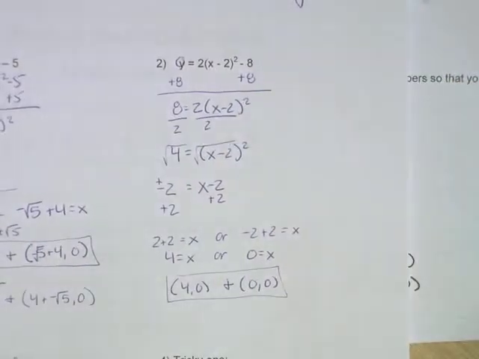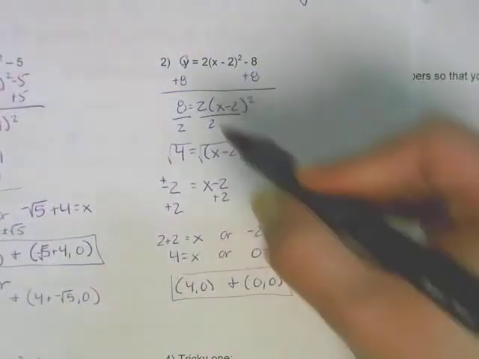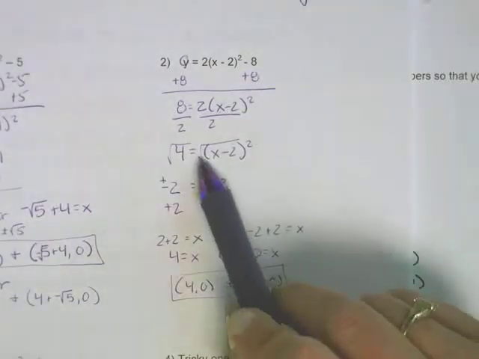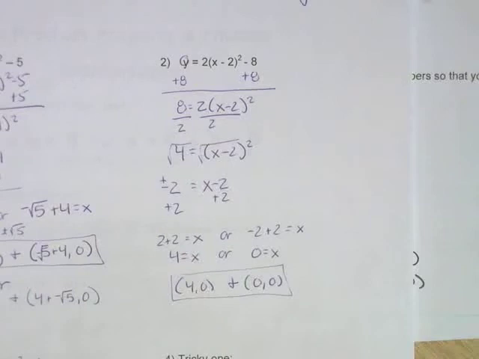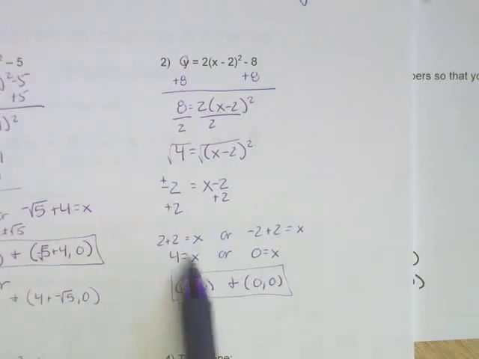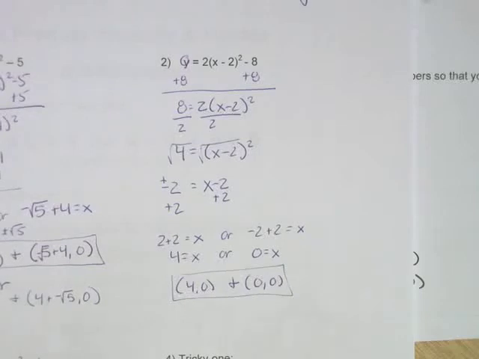I'm going to leave this up if you feel like you need to pause it and see what I did, dividing by 2 on both sides. Then I took the square root on both sides, and I got positive or negative 2 again. And I ended up with 2 different roots right here, (4, 0) and (0, 0). If you want to look at that one, go ahead and pause. And I'm going to go on to look at these other ones, 1 and 3.